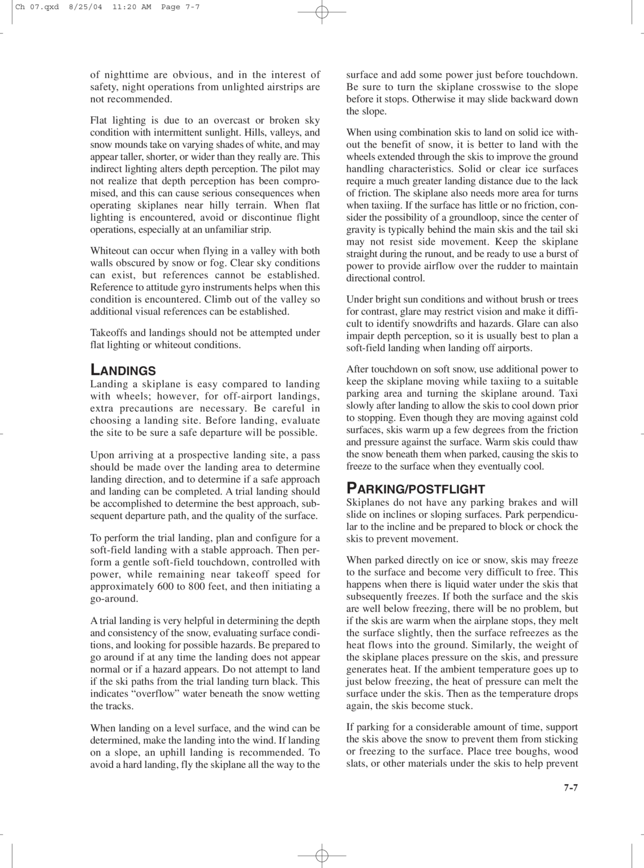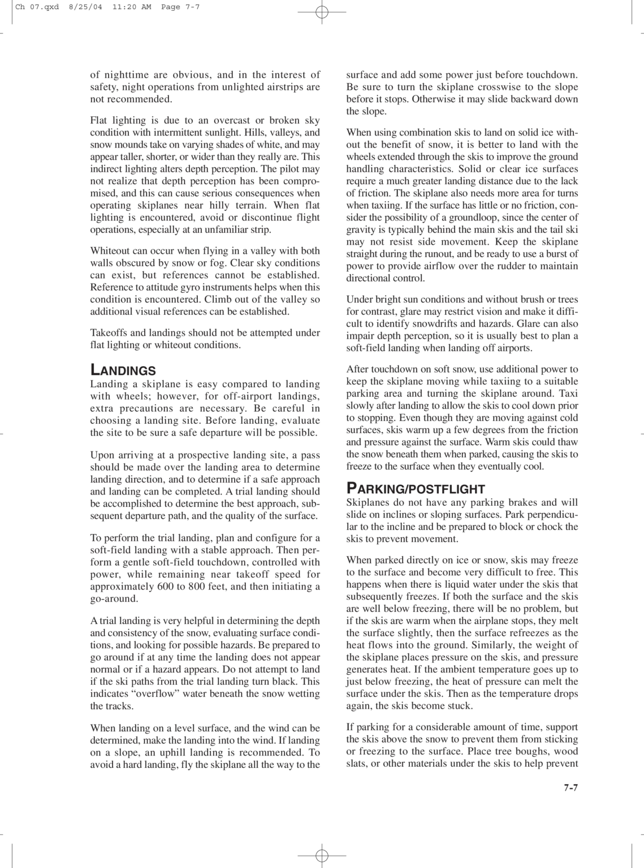Then perform a gentle soft field touchdown, controlled with power, while remaining near takeoff speed for approximately 600 to 800 feet, and then initiating a go-around. A trial landing is very helpful in determining the depth and consistency of the snow, evaluating surface conditions, and looking for possible hazards. Be prepared to go around if at any time the landing does not appear normal or if a hazard appears. Do not attempt to land if the ski paths from the trial landing turn black. This indicates overflow water beneath the snow wetting the tracks.